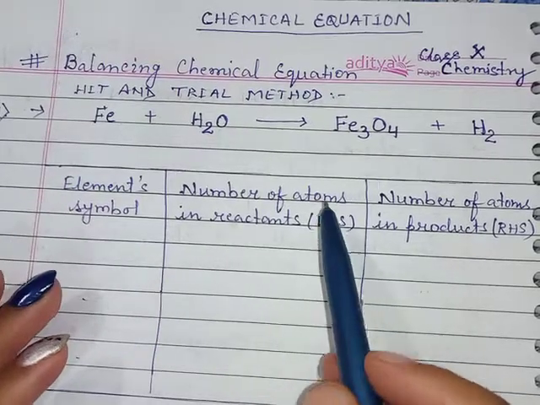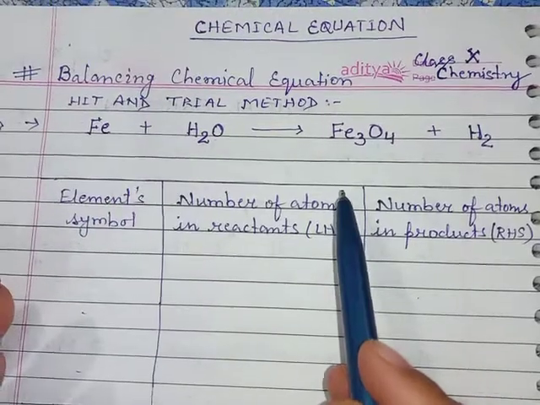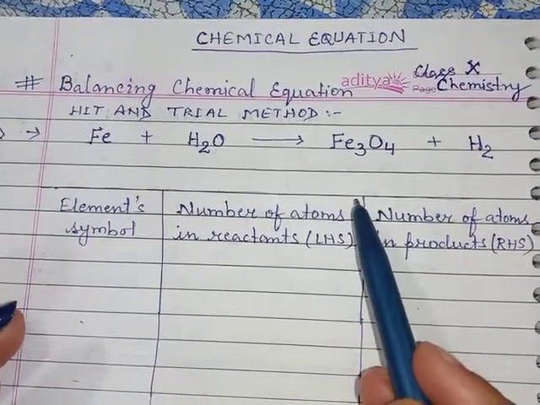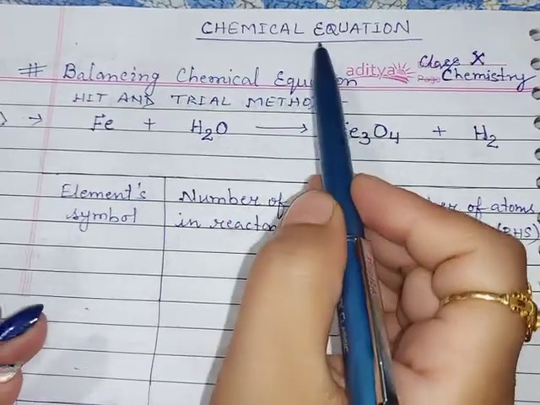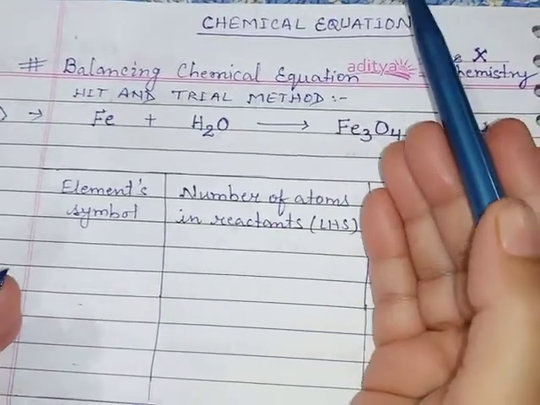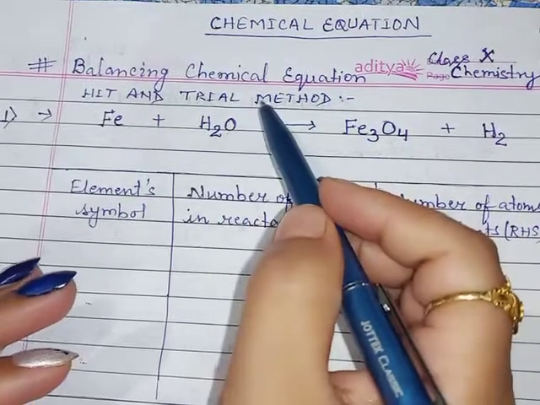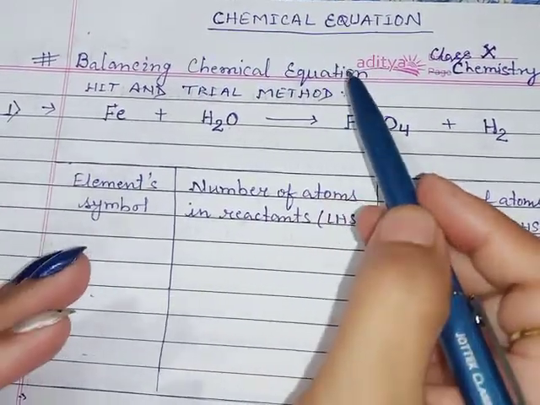Hello students. In our previous class, we had already started the topic chemical equation, and we discussed the definition and format of a chemical equation. We also discussed why we need to balance a chemical equation. Today, we take some more examples to understand how to balance a chemical equation.